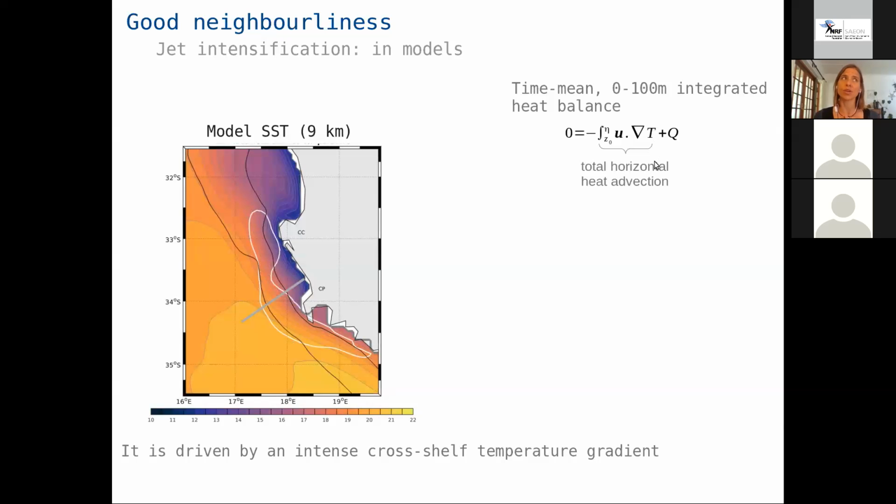That is the term that describes how the horizontal movement of water leads to heating in the system. So I looked at this term all along this section from the coast to some distance offshore. And I wanted to find out what is it exactly that is driving this intense gradient between the 200 and 500 meter isobaths where the jet sits.